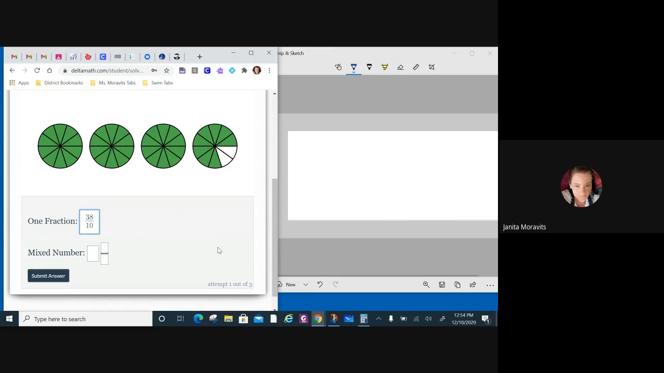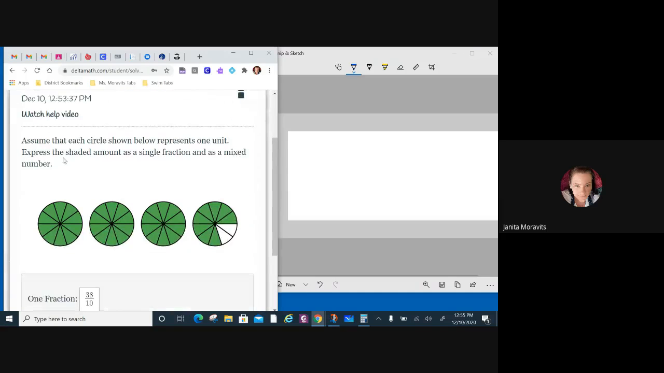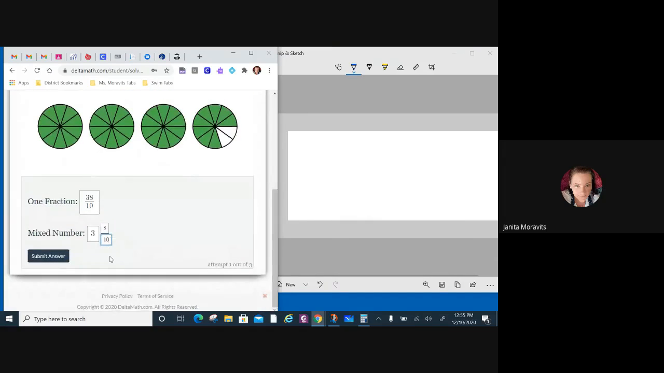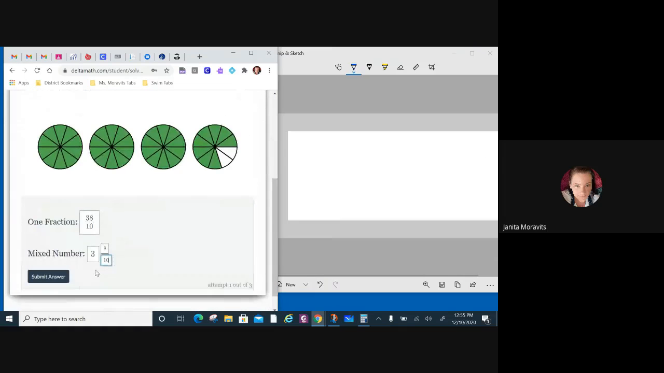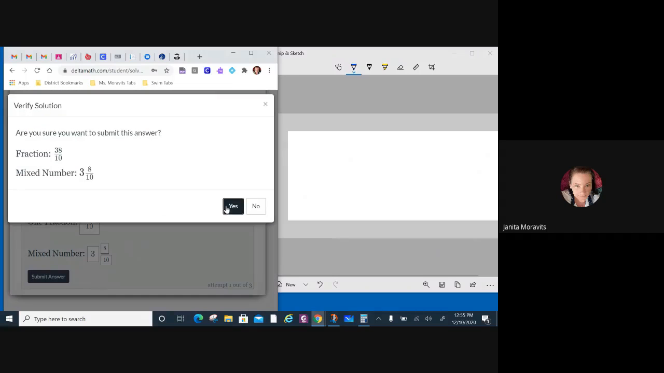Now you want to make it a mixed number. Well, how many whole ones do you have? You have 1, 2, 3 whole ones. And then how many pieces do you have? 1, 2, 3, 4, 5, 6, 7, 8. All right, so 8 tenths. Now, they have not asked you to simplify this on here. All they ask you to do is a single fraction and a mixed number, so you do not have to reduce that, because 8 over 10 would reduce to 4 over 5, and you don't have to do that. So let's submit our answer.